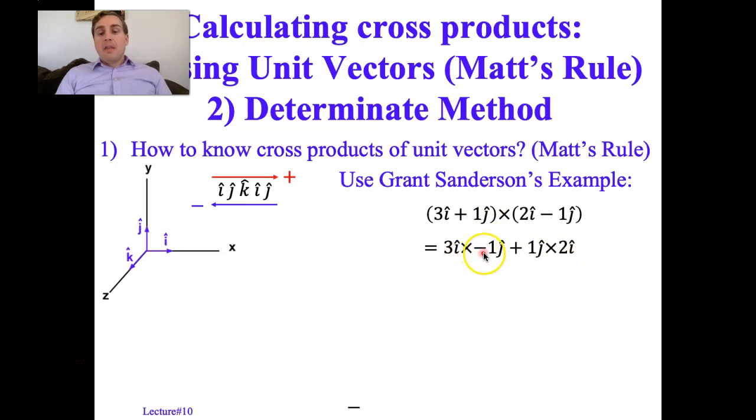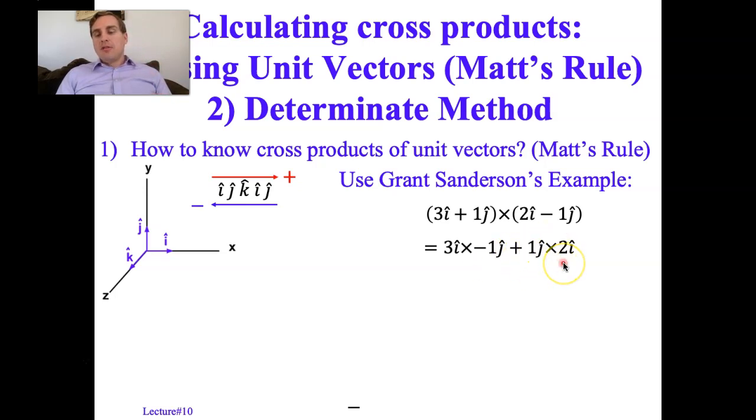Now, by the way, since there's a minus in here, we need to keep that in mind. So first let's perform i hat cross j hat. So i hat cross j hat should be k hat. So again, you see from Matt's rule, i hat cross j hat should be k hat. But notice that there's a minus in here because there was a minus in this problem. So that should give us negative 3 k hat. So it's negative 3 multiplied by that positive k hat.